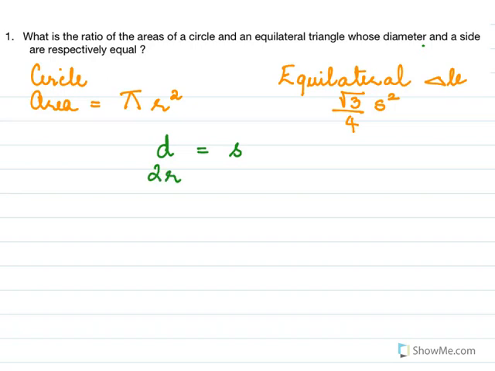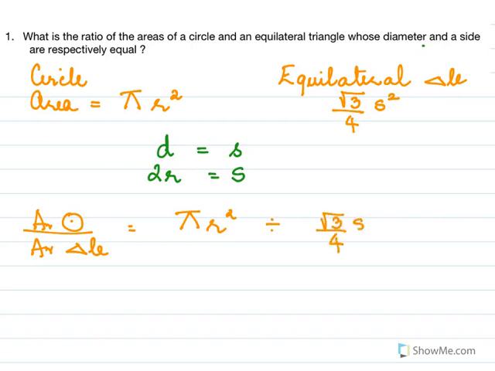Diameter is 2r, so 2r is equal to s. We have to find the ratio of area of circle over area of the triangle. Now area of the circle is pi r square divided by area of the triangle root 3 by 4 side square. So we'll solve this.